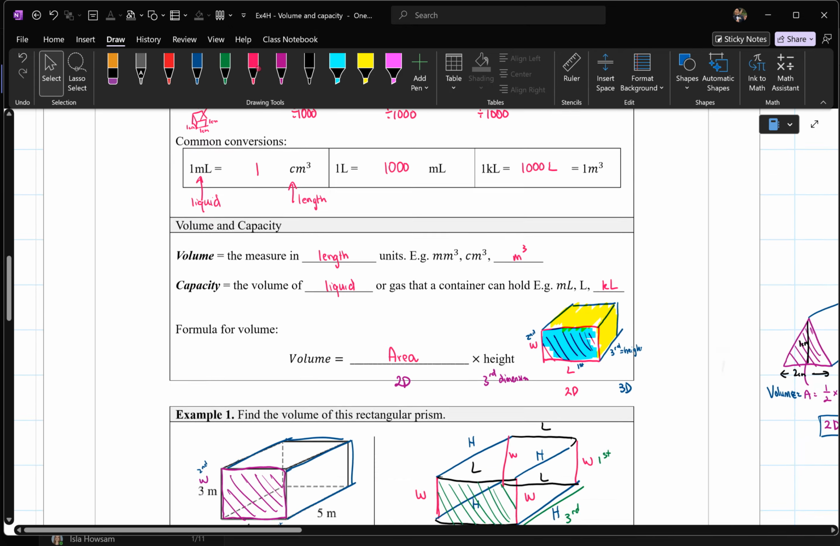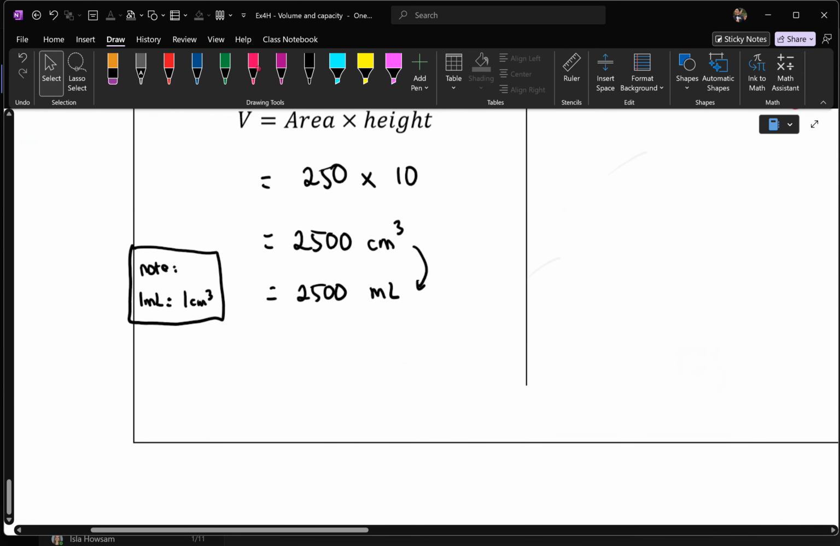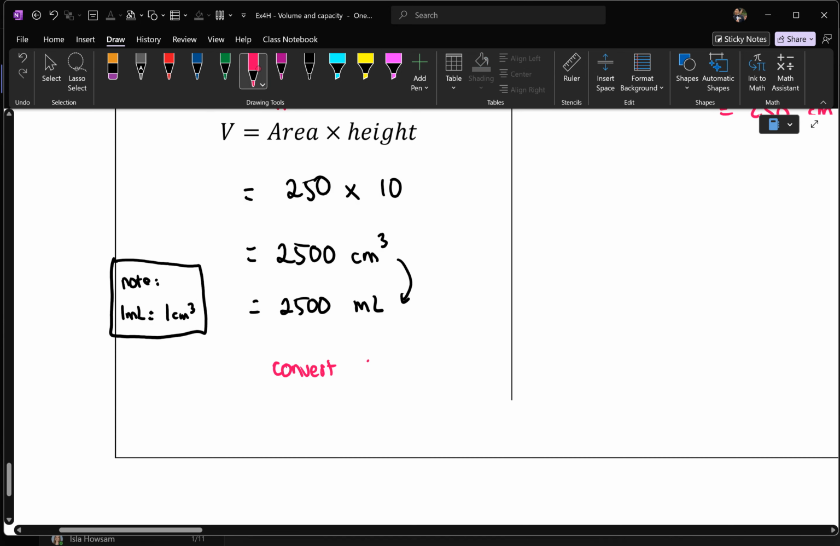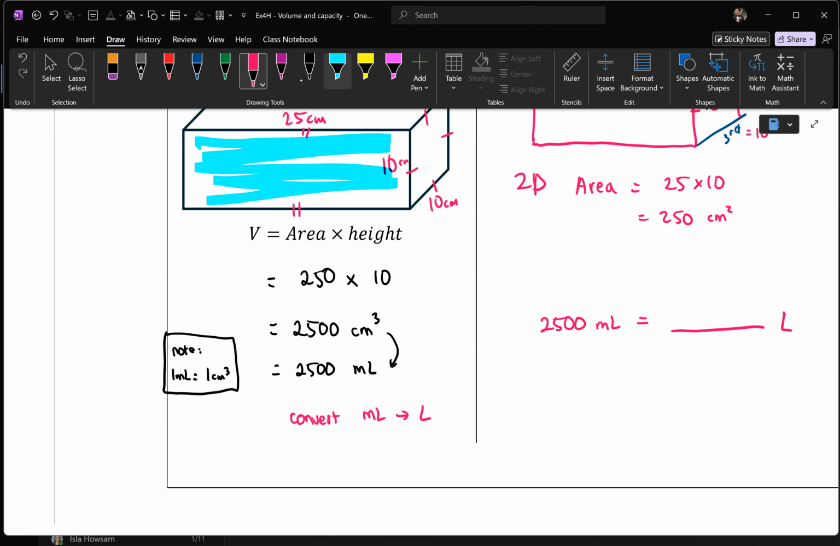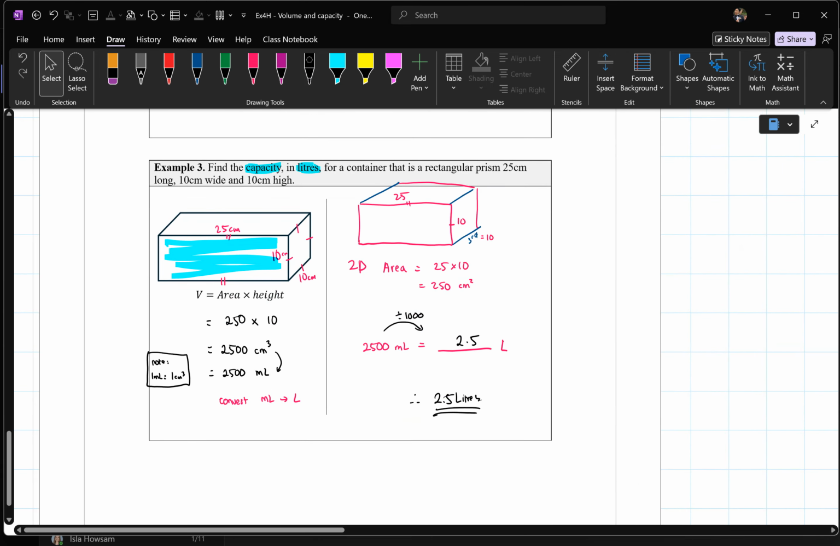All right. Then let's now go back down here. So convert milliliters to liters. Now to convert milliliters to liters, we know 2,500 mils is equivalent to how many liters? Well, we know we need to divide by 1,000. And that's 2.5 liters. And that's my answer. 2.5 liters is how much capacity this rectangular prism can hold. Okay, and I'll stop the video there.